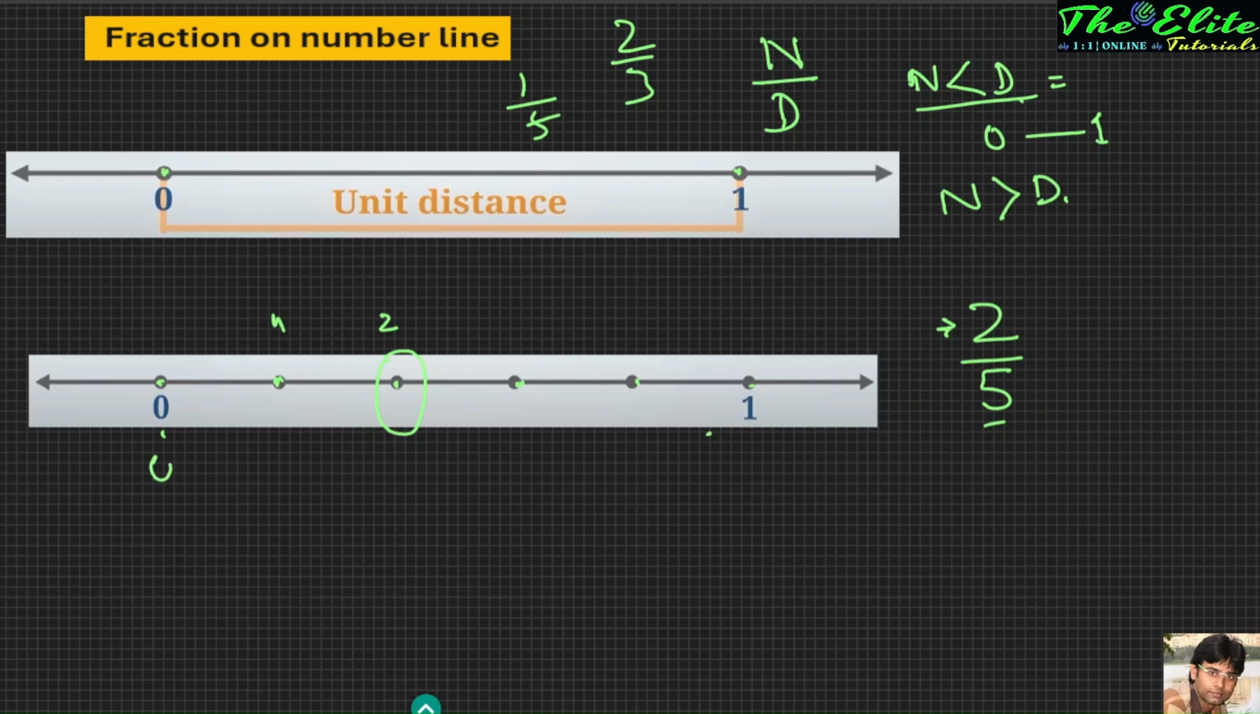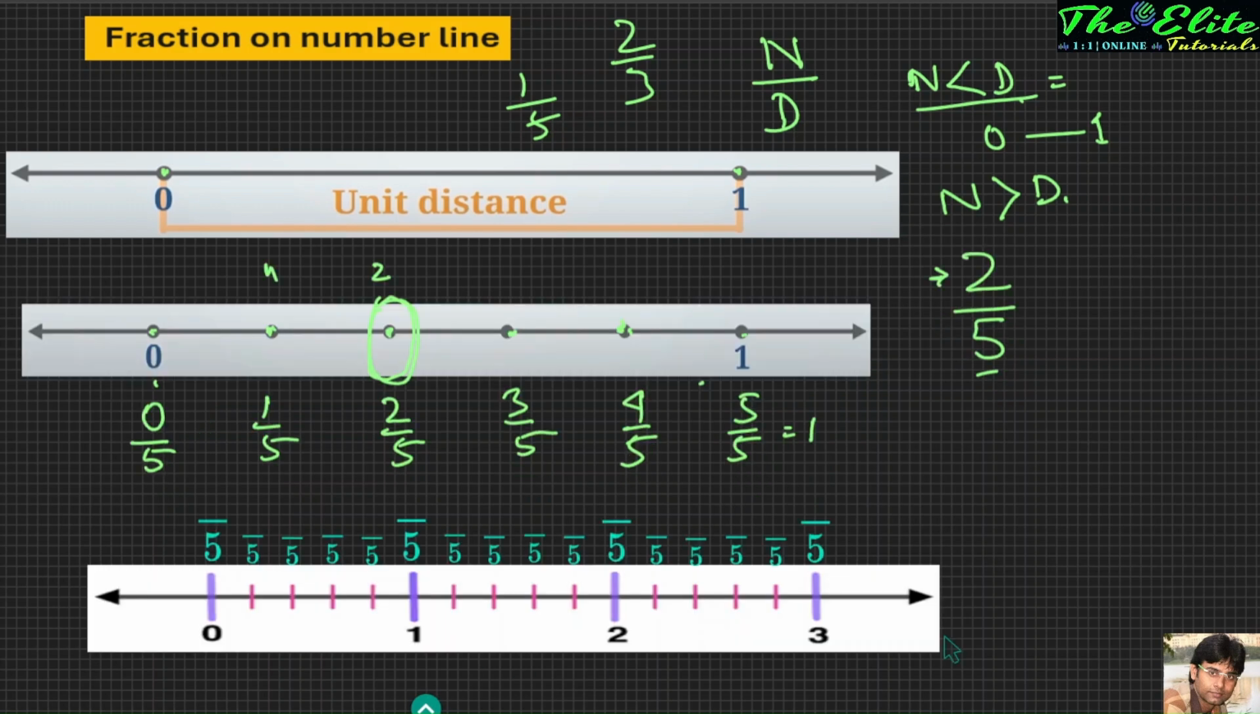How? You can see here 0 can be written as 0 over 5. Because it has been divided into 5 equal parts, this will be your 1 by 5. This is going to be 2 over 5, this is going to be 3 over 5, and this is 4 over 5. And here, yes, it is 5 over 5, which is equal to 1. And that is why 1 is written. So now you can see if they are asking to represent 2 by 5, this is the position in the number line. For 4 by 5, this will be the position. So it is clear to understand.